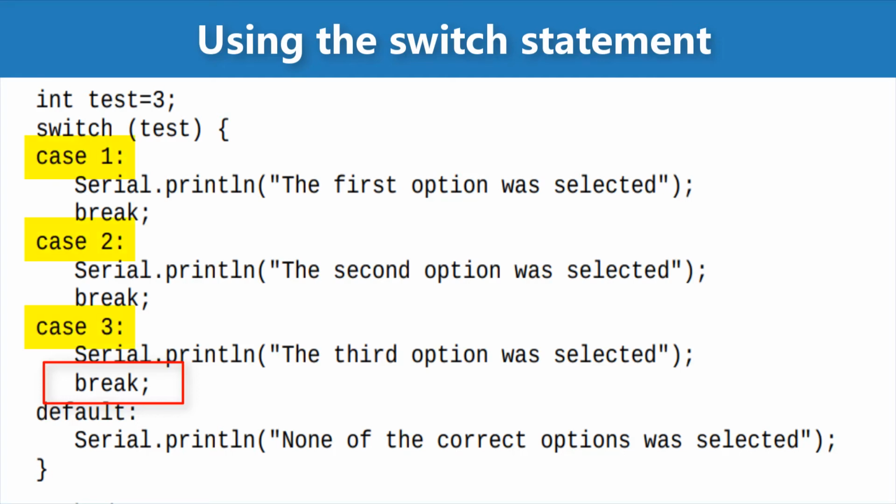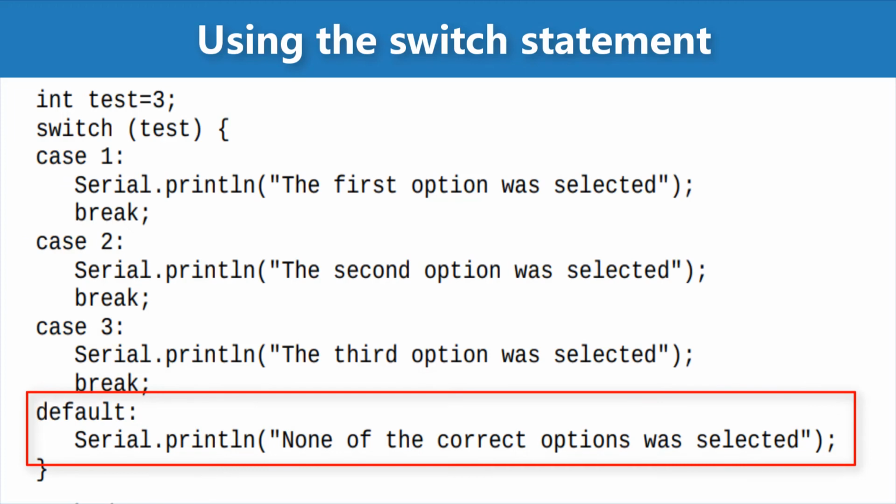And finally, when no value matches case 1, 2, or 3, then the default statement at the end of the switch statement code block is used. The Arduino jumps to the default statement.